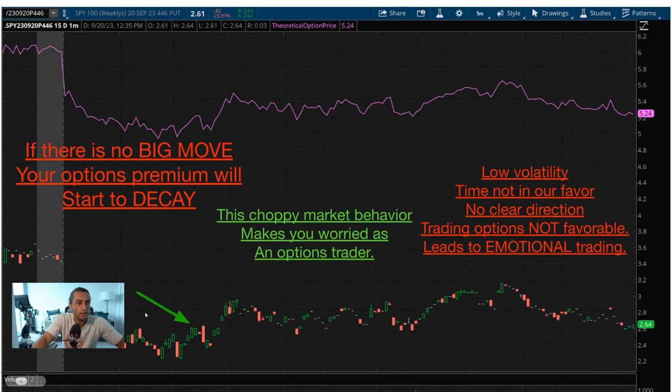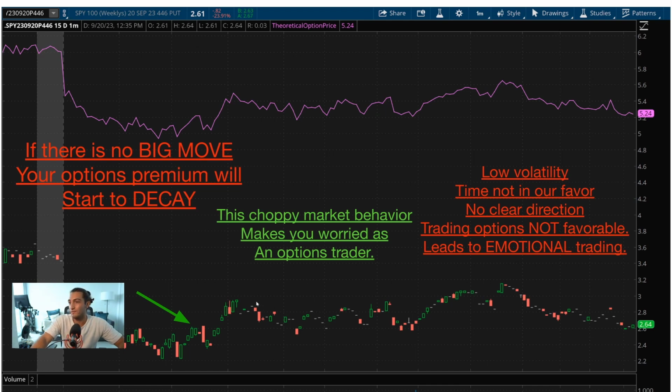With the options, look at this. We bought it, it went up, it went down, it went up, it went down, it went up, it went down. So you're kind of panicking at this point with the options trade. This choppy market behavior is definitely not what you want, right? You don't want low volatility.